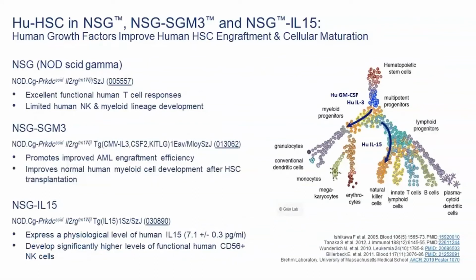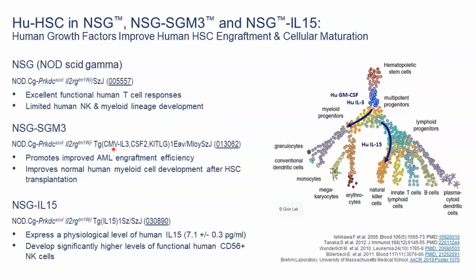So now let's go on quickly and talk about some of the more sophisticated genetically humanized models and how that influences hematopoietic stem cell engraftment. So in the regular NSG mouse, you get nice multi-lineage engraftment after you get those stem cells engrafted. But if you look closely at NK cells and myeloid cells, they're present there, but they're at very low frequency. And that's because these cell populations really require these human-specific growth factors to develop.